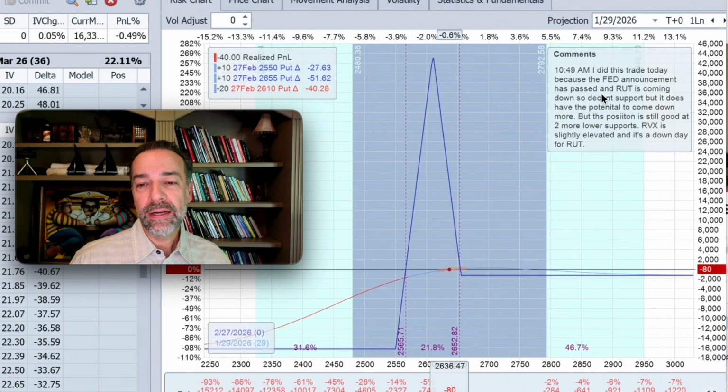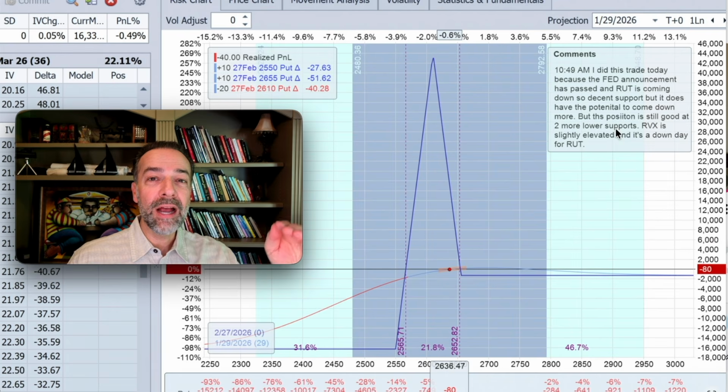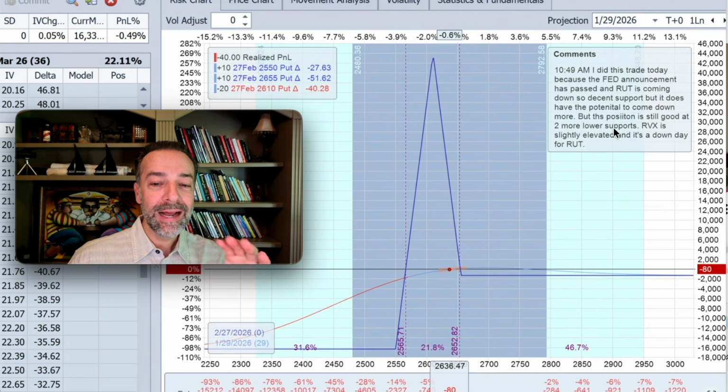So the Fed announcement had passed, and the Russell was coming down to a decent support area. But I reminded myself that it does have the potential to continue coming down or going lower. But I also noted that the way I was structuring this position was set up so it could actually break two support levels and I'd still be okay in this trade. And the volatility index for the Russell, which is ticker RVX, was a little bit elevated. So a nice time to enter a butterfly.